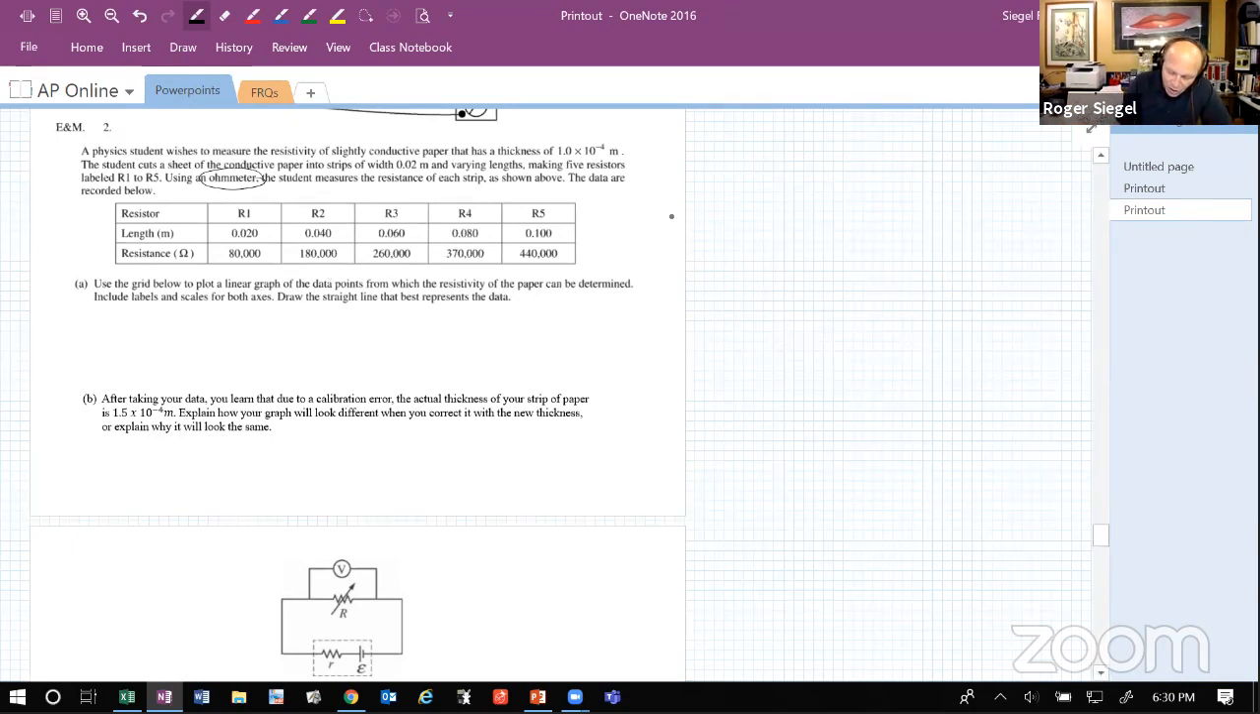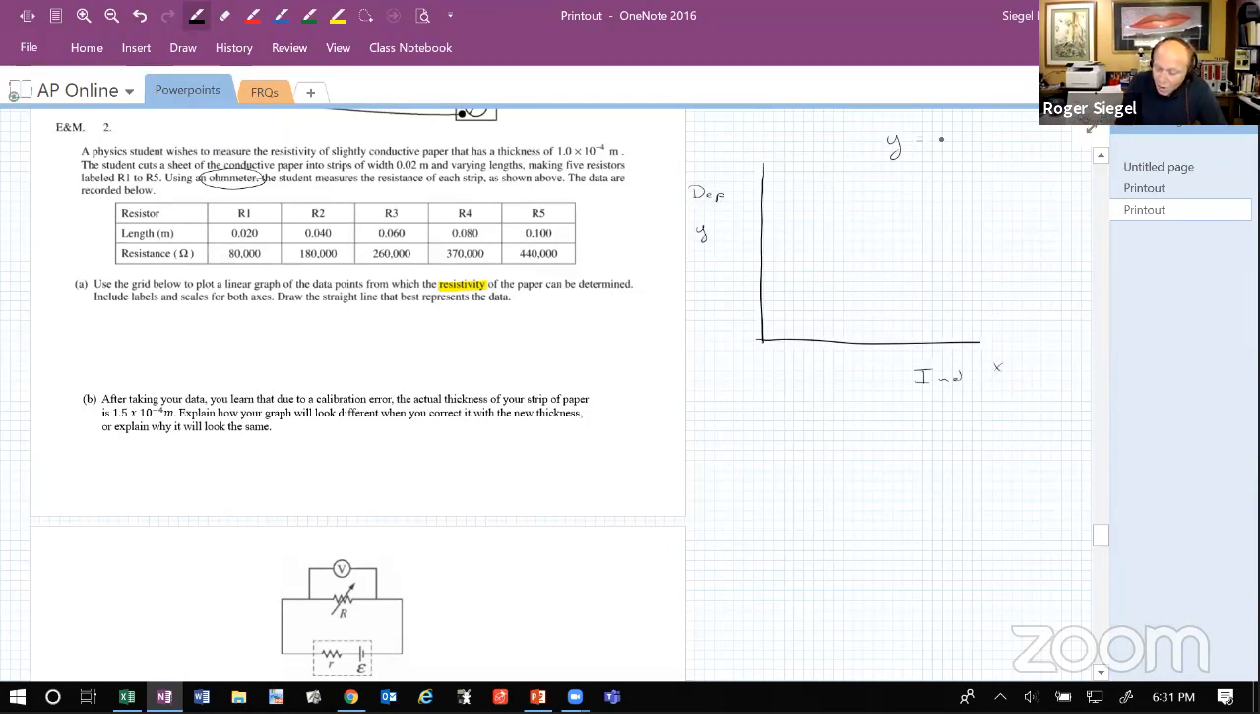It says we're going to plot a linear graph. What I want us to look at right now is, what would we plot? We're looking for the resistivity. That's the whole enchilada. That's what we're looking for. In every graph, we usually have the independent variable on the x-axis and the dependent variable on the y-axis.